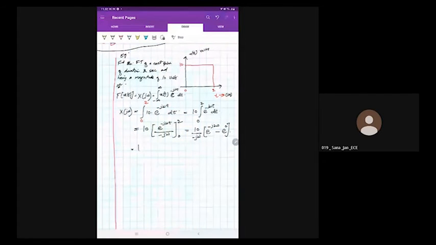further equal to 10 by minus j omega, e raised power minus j2 omega minus 1. Okay, minus 1.